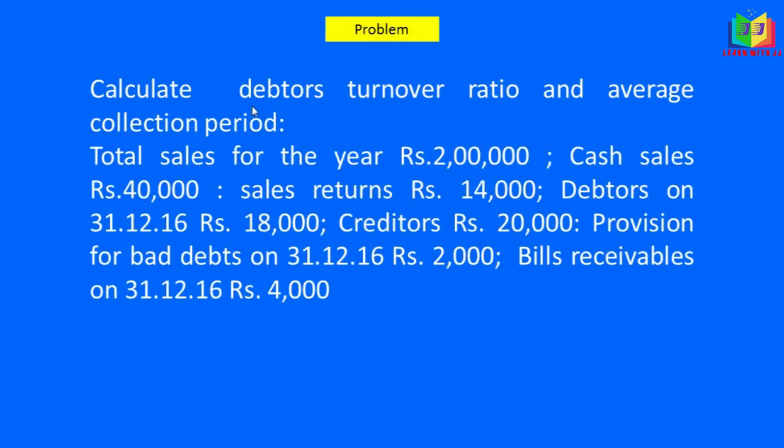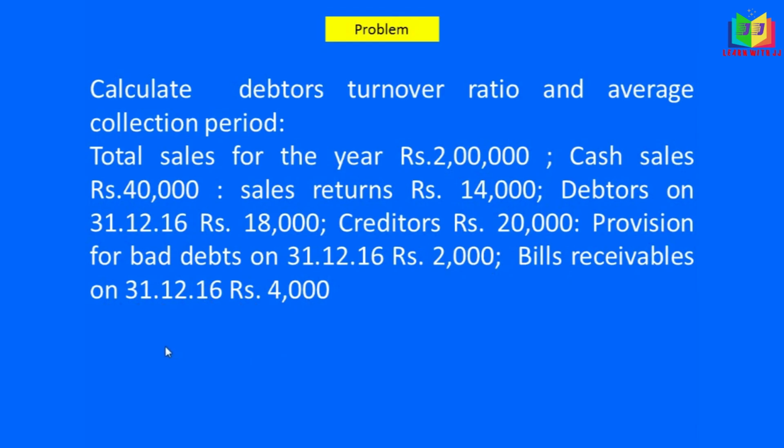And now we'll see one problem for calculating the debtor turnover ratio. Calculate debtor turnover ratio and average collection period. Total sales for the year rupees 2 lakh, cash sales rupees 40,000, sales returns 14,000, debtors on 31/12/16 is 18,000, creditors rupees 20,000, provision for bad debts on 31/12/16 is 2,000, bills receivables on 31/12/16 is 4,000.